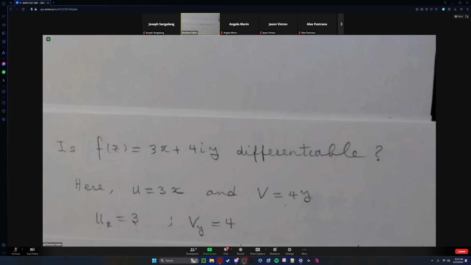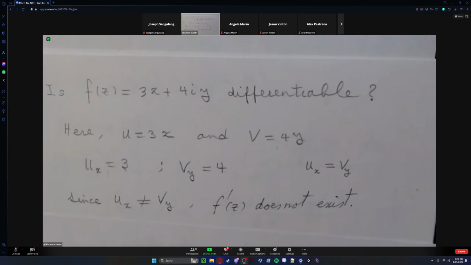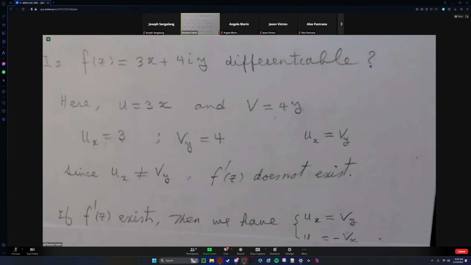So we don't have the first Cauchy-Riemann equation. Remember, in the Cauchy-Riemann equations, we require that u sub x be equal to v sub y. And it's not. They are not equal. So the function doesn't have a derivative. Yeah, this is the main thing: if the derivative exists, then this.